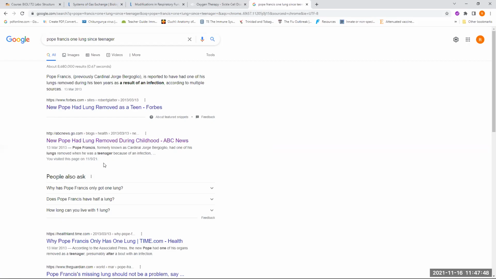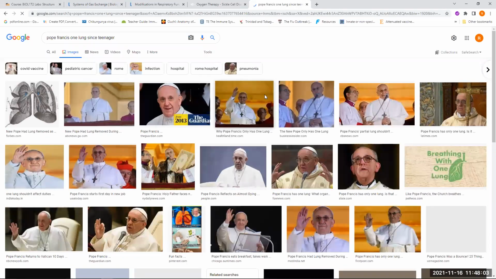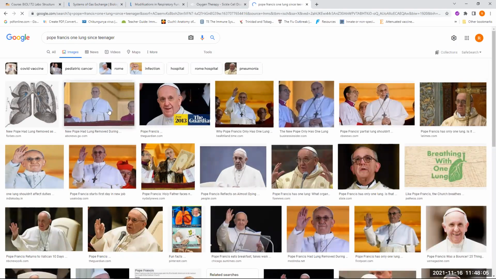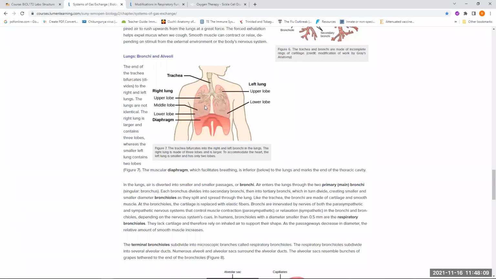He's now well into his 70s, and let's be generous and say he had it at 20 years old. I mean, he's been living over 50 years with one lung. All that being said, yes, you could live with just one lung. And that is the reason why you have two lungs: just in case something goes wrong.